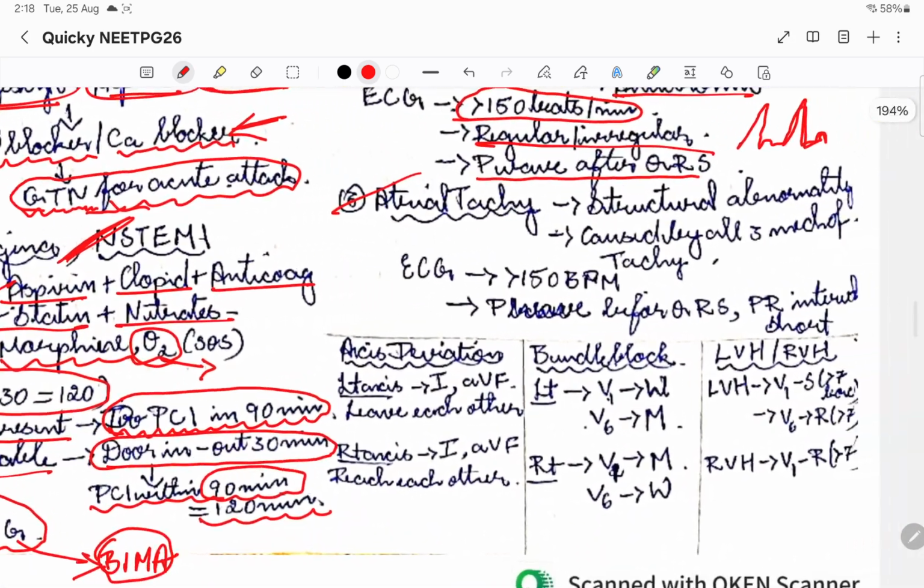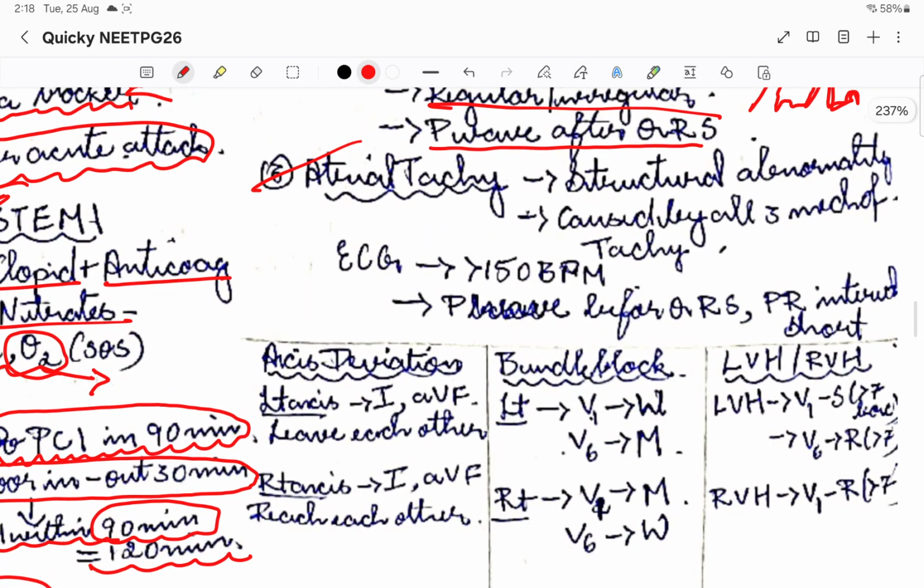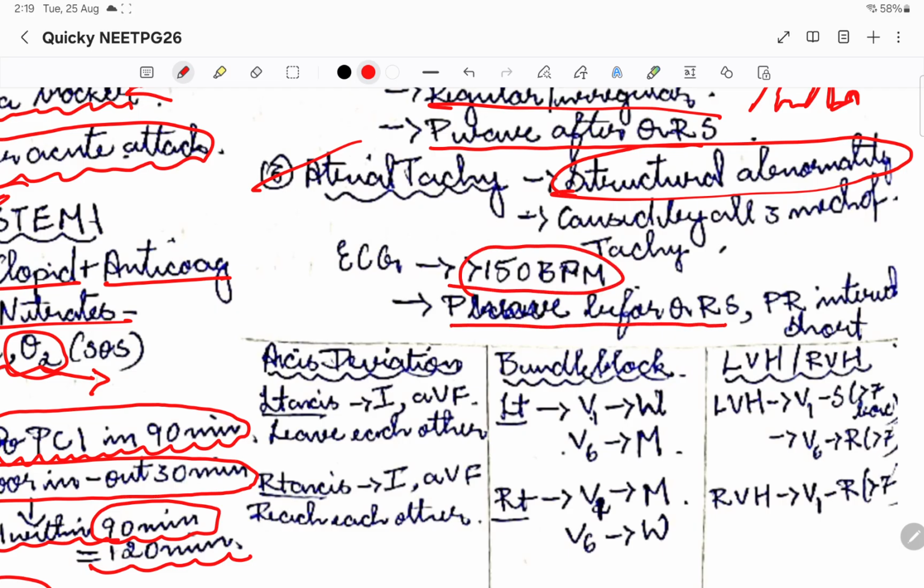Coming to atrial tachycardia, it is because of structural abnormalities that might have happened. I told you that atrial tachycardia might happen in mitral stenosis and all these things. So there will be a structural abnormality, which will lead to atrial tachycardia. Here also it will be 150 beats per minute. The P wave will be before the QRS, just like normal, but the PR interval will be shortened.